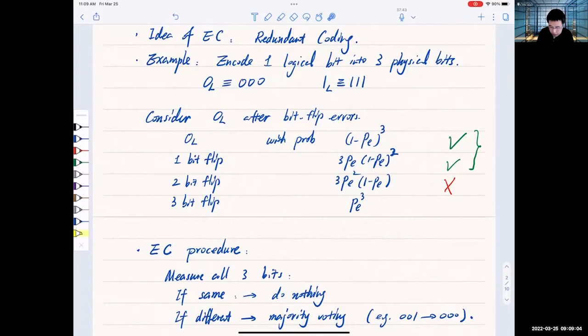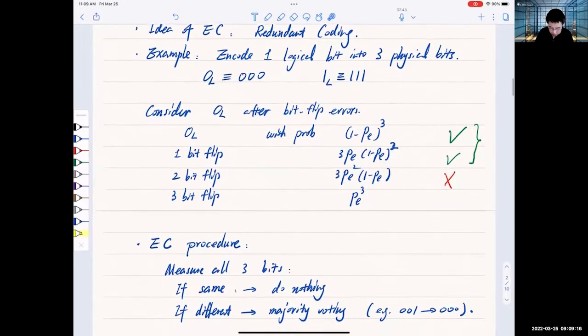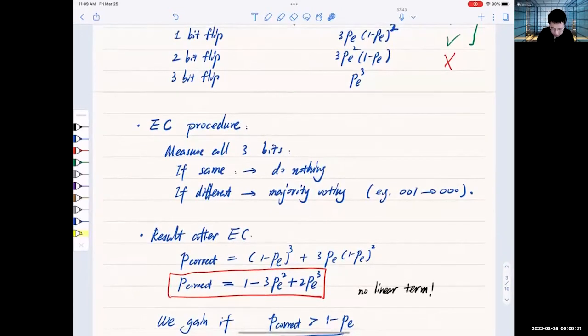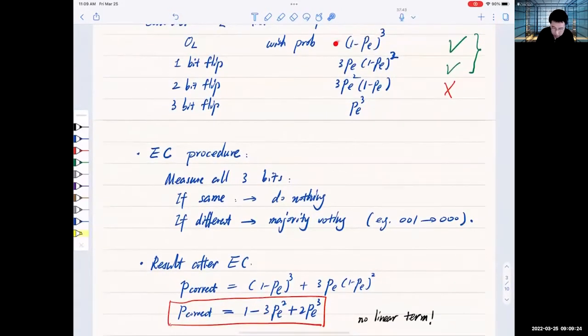And in this case, we will be able to correct the no bit flip or single bit flip situations. While if there are 2 bit flips or 3 bit flips, we will not be able to correct those errors. So we can add up the correct situations, which are the case with no bit flip error and the case with 1 bit flip error. That gives us the probability of getting the correct answer. And you can add those up, and here is the expression.